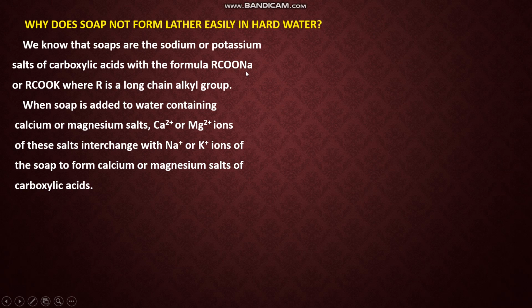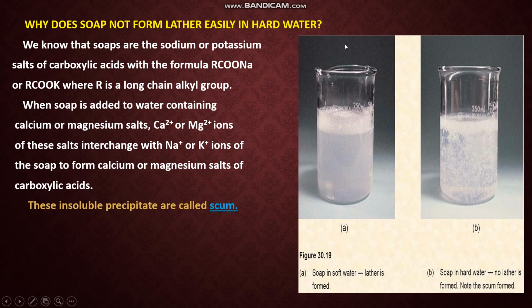These calcium salt of carboxylic acid or magnesium salt of carboxylic acid are insoluble in water. So they form a precipitate. These insoluble precipitates are called scum. So you can see here, if you take soft water in one beaker and hard water in another beaker, and we mix both with an equal amount of soap and stir for equal time, what happens?